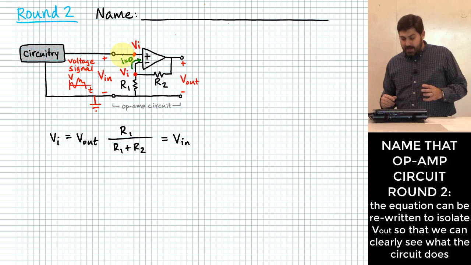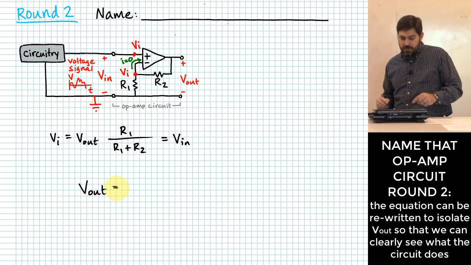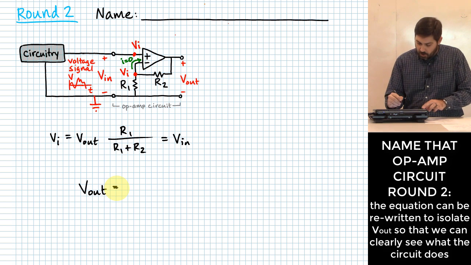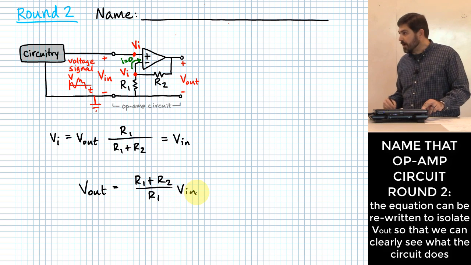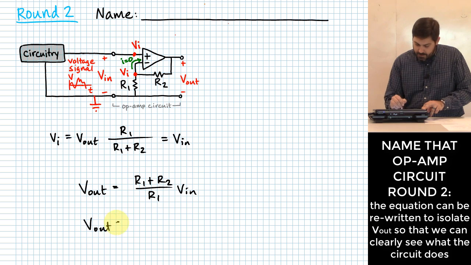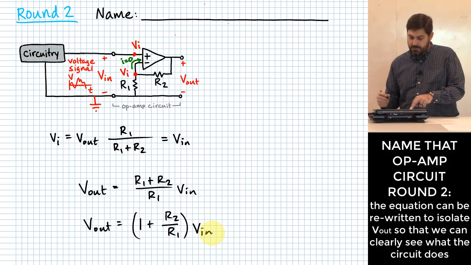Now let me go ahead and isolate V out. V out is going to be equal to R1 plus R2 over R1 times V in. Or another way this is sometimes expressed is, you can divide individually R1 divided by R1, and then plus R2 divided by R1. So another way this is sometimes expressed is 1 plus R2 over R1 times V in.